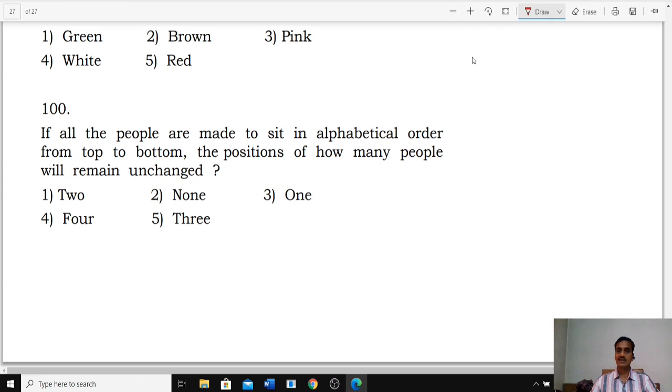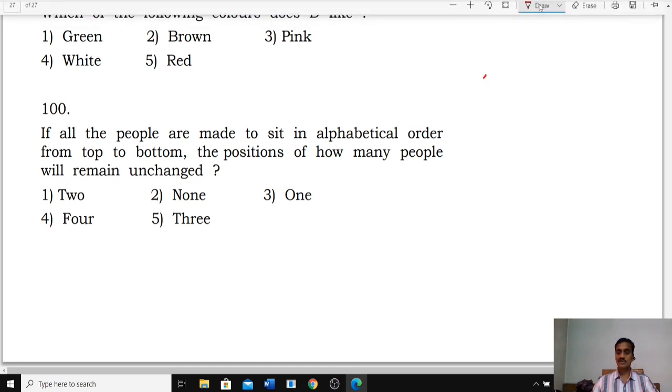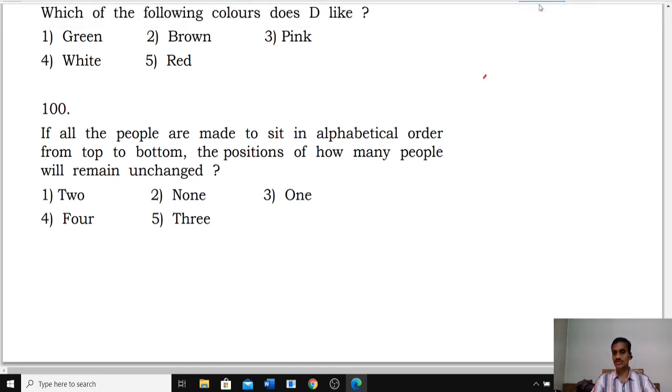SBI PO prelim is on par with the difficulty level of this paper. The RRB examinations are also coming, the notification has come. RRB prelim 1 will also have this same model. Okay? Be a little careful. The number of questions will be higher, that is the only difference; the difficulty level will be on par with this one. Hope everyone followed this one.